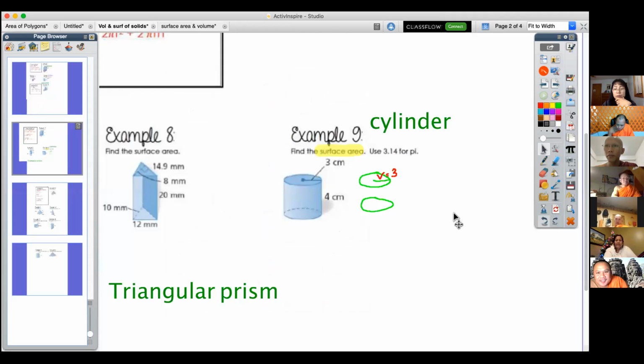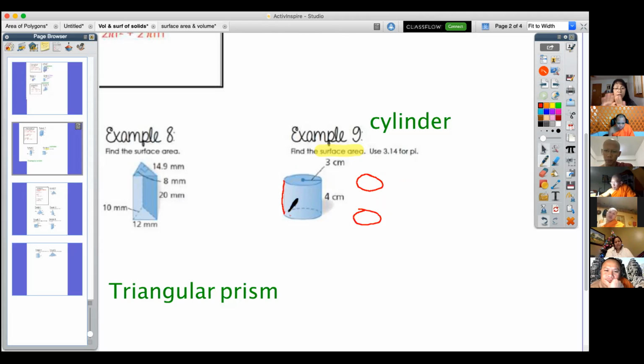Okay. So, I say 3.14. Okay, say that, because at the end I want to see if you got it right. So find it. You have this one on the top and you have this one on the bottom. You have to find the area. And then this one, when we unroll it, it's just a rectangle.